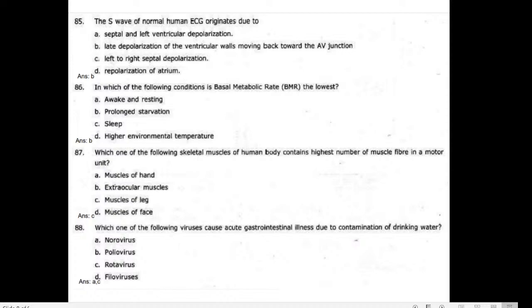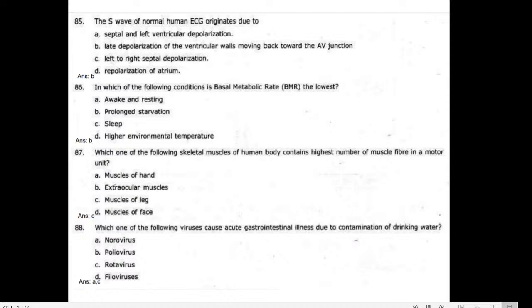You can expect the question: which virus causes acute respiratory illness? That is the coronavirus. And the virus that causes an acute respiratory system problem, which is transmitted by animals, bats, is the Nipah virus. These are some important points.